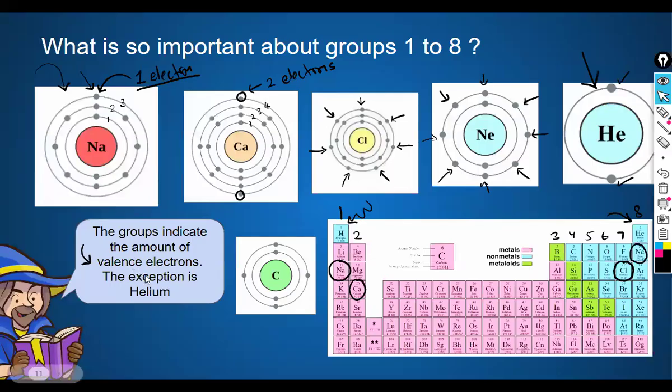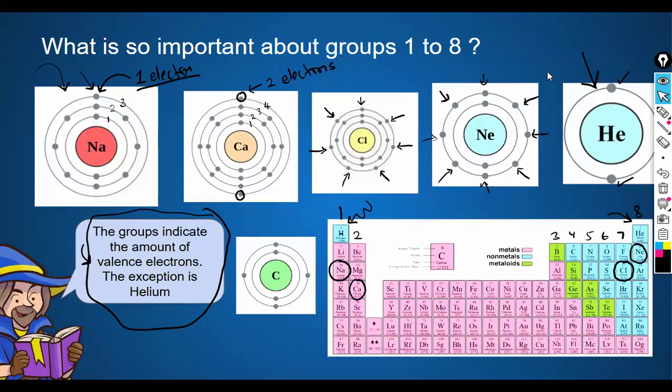So just to summarize everything I just said here, the groups indicate the amount of valence electrons. The exception is what? Helium, right? Everybody with me so far, right?